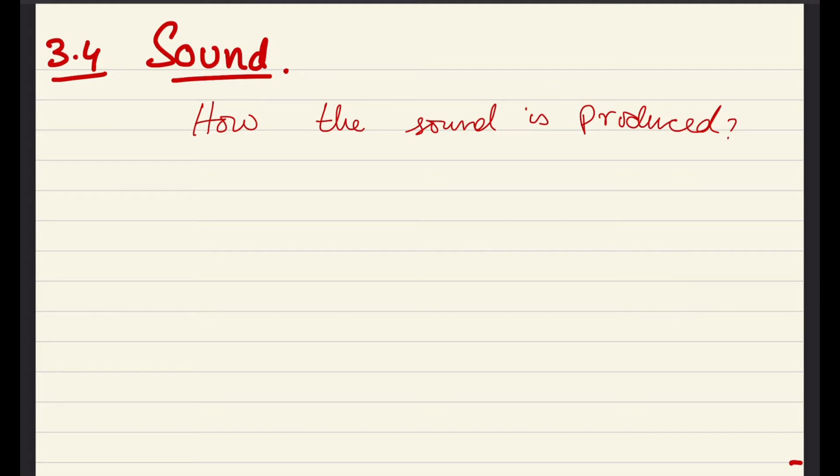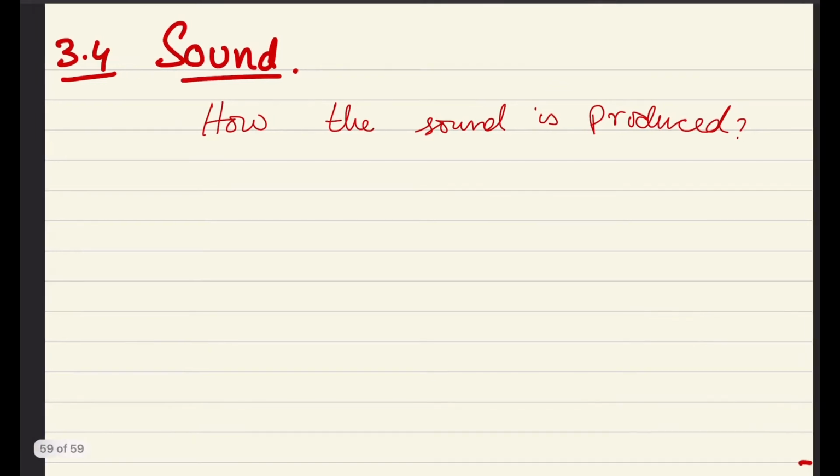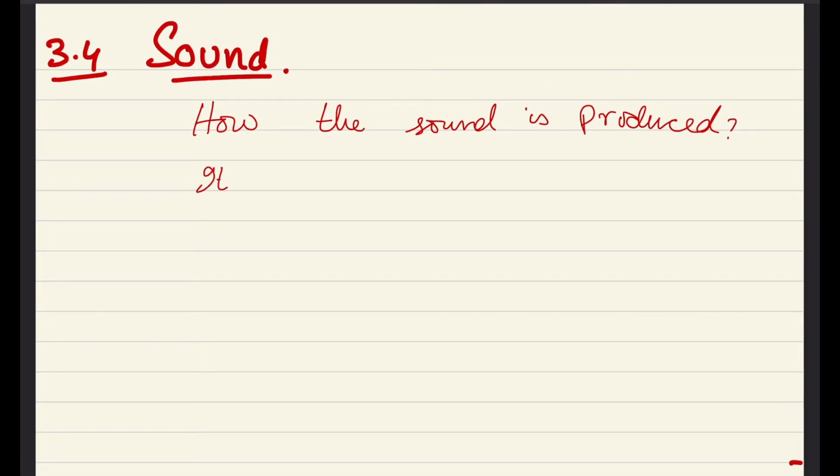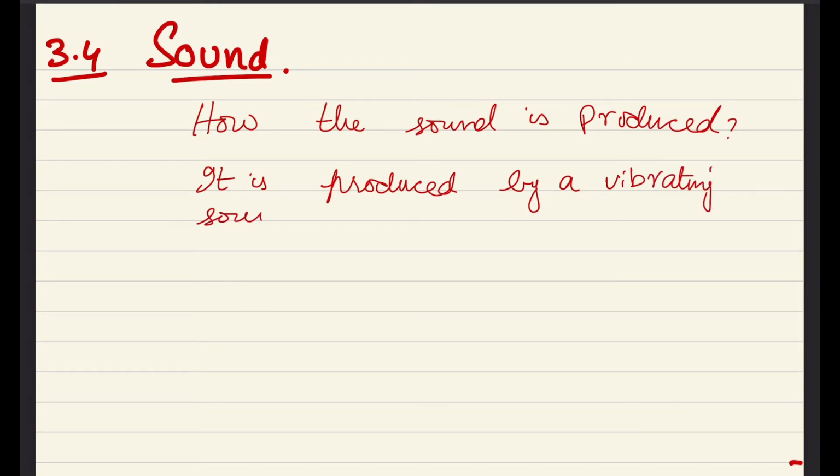All right, so sound is produced by a vibrating source. When a source vibrates, it disturbs the particles, no matter whether it's solid, liquid, or gases. So when the particles are disturbed, they travel from one point to another, and due to which the sound is produced.